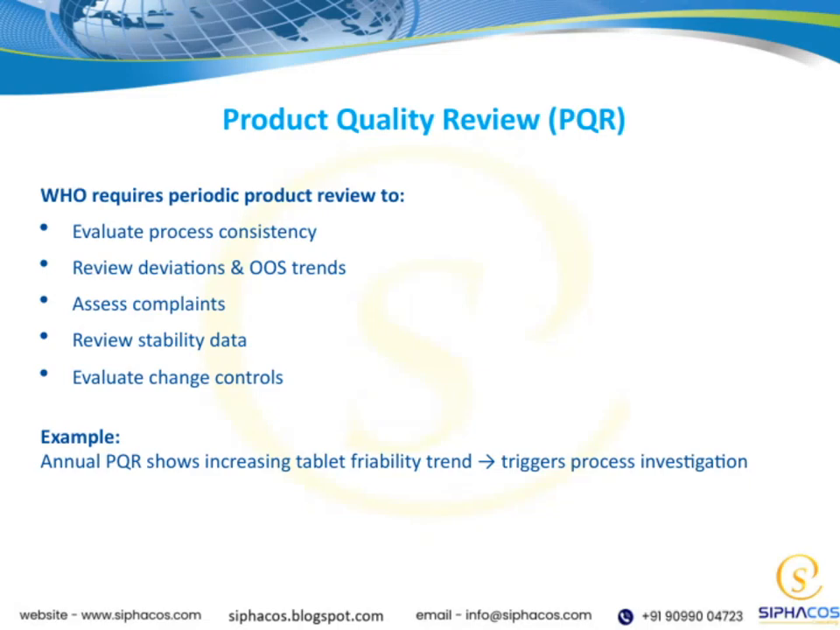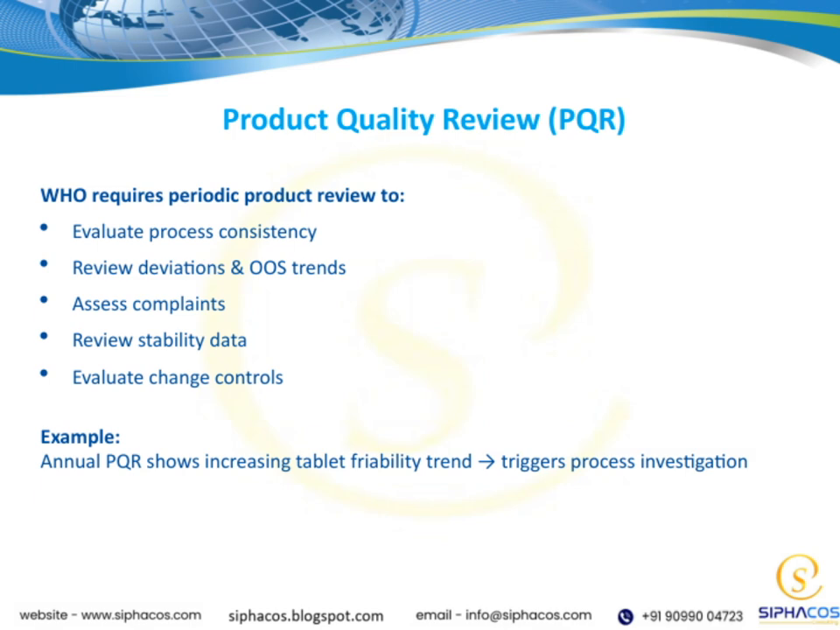Now, let's talk about the Product Quality Review, or PQR. The World Health Organization requires us to perform periodic reviews of our products to ensure ongoing quality and compliance. This process involves several key areas. First, we evaluate process consistency to confirm that our manufacturing processes are stable over time. Next, we review deviations and out of specification, or OOS, trends to identify any recurring issues that might need attention. We also assess customer complaints, which can provide valuable insights into product performance in real-world use.